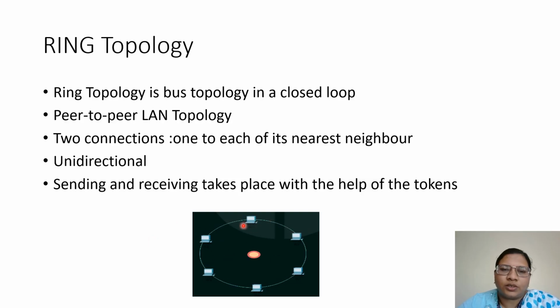This is unidirectional; it will flow only in this direction. Sending and receiving take place with the help of tokens. You can see this token. Whichever node has the token is ready to send data. If this node needs to send data to that node, it won't send it directly.